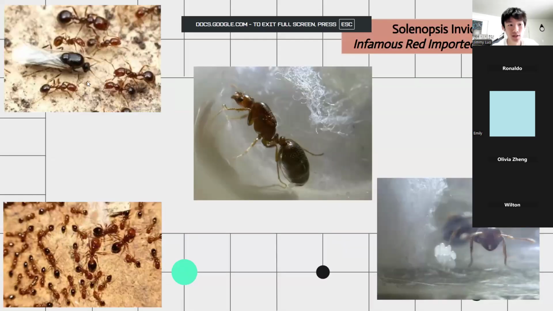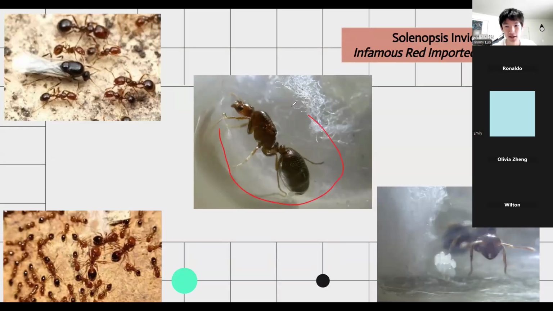I also have a Solenopsis invicta queen, and this is the clearest photo I have taken in a long time. I thought it might be the best photo I've taken in a long time. So this is the infamous red imported fire ant. These guys do a lot of harm to the ecosystems of California and Texas, most of the southern United States. And this is really, really bad for the environment.